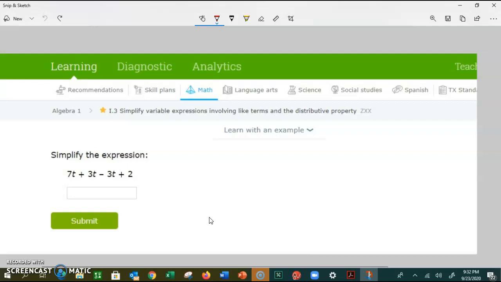So we have a combining like terms expression here: 7t plus 3t minus 3t plus 2. When you're combining like terms, the most important thing you want to recognize is if the variables are the same. The only way you can combine like terms is if they have the same variable and the same exponent.